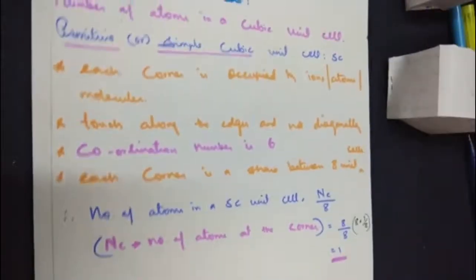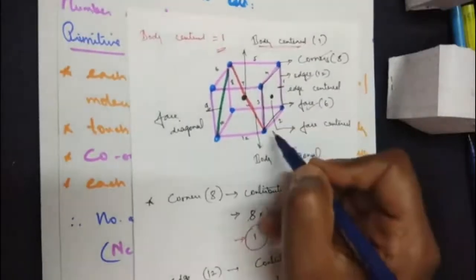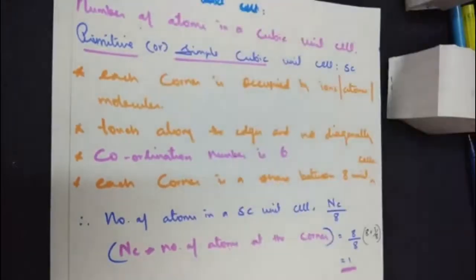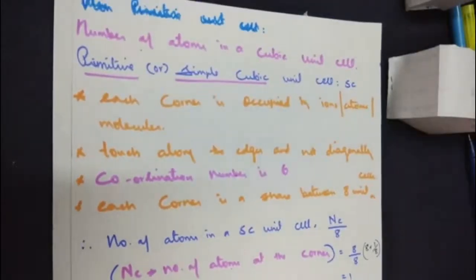Now we'll move on to the explanation part of it. So you understand the general terms involved in a unit cell. This concept you need to know. The calculations part of it you need to know. Now we'll move on to the actual calculation.